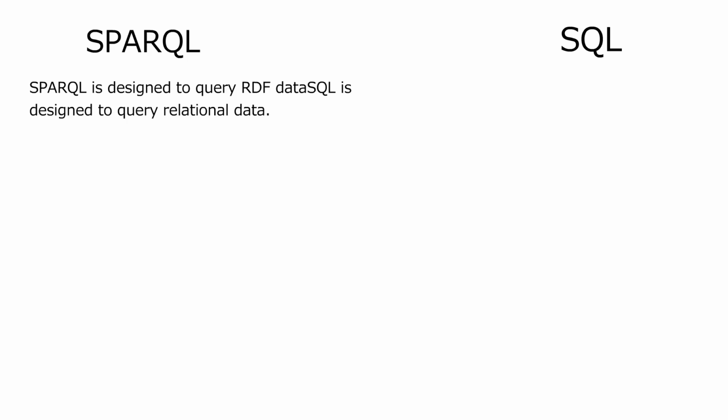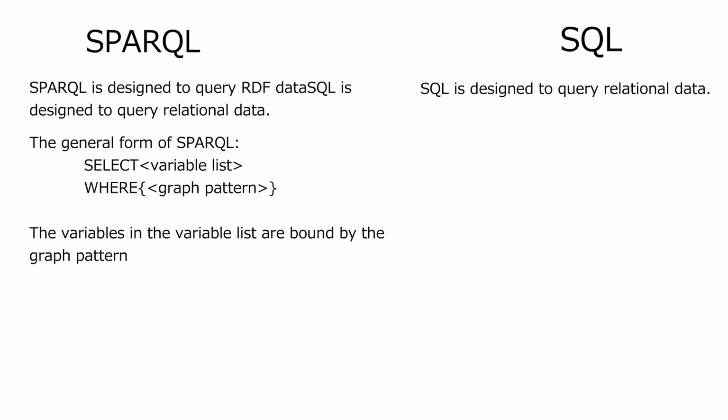SPARQL is designed to query RDF data. SQL is designed to query relational data. The general form of SPARQL: select variable list where graph pattern. The variables in the variable list are bound by the graph pattern.